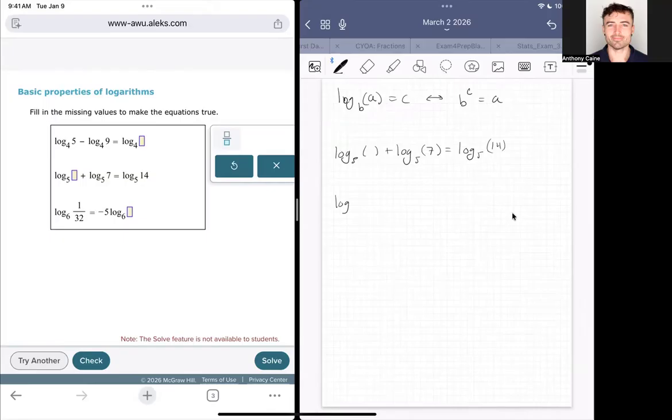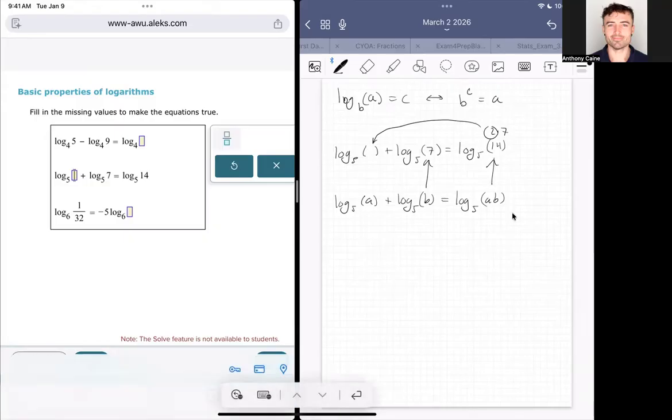And so the way logarithms behave, it comes from how exponents behave. If I have log base 5 of a plus log base 5 of b, that's equal to log base 5 of a times b. And so now we can see, oh, okay, if b is 7 and a times b is 14, better known as 2 times 7, then I guess this missing number must be 2. And so 2 is what's going to go right in here, okay?